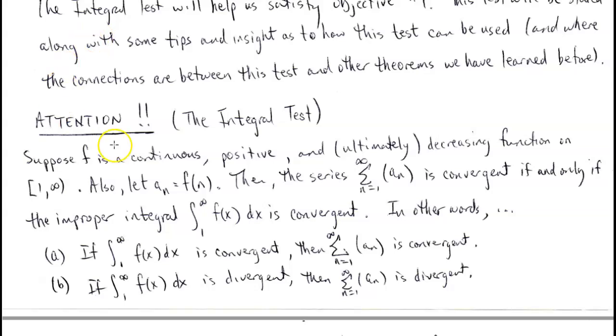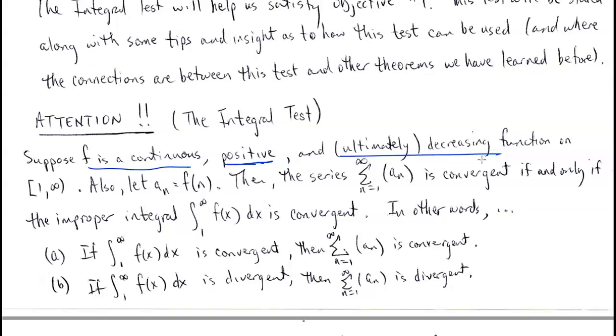Suppose that we have some function f that is continuous. That's one important thing, that it is positive. Of course, what that means is that for all the x values that we're going to be considering, its y values are going to be greater than 0. And we want f also to be ultimately decreasing.